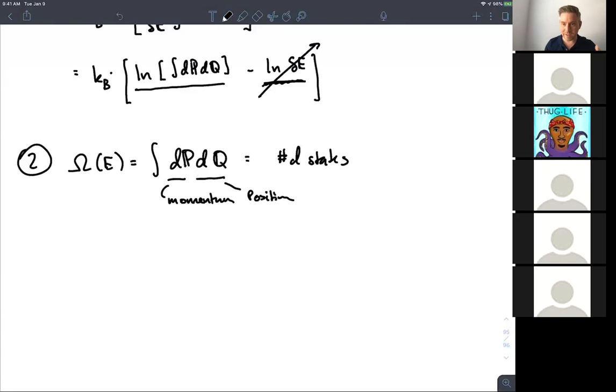And so when we calculate this, it is going to come out having units of momentum times units of length to the 3n, assuming we're in 3 dimensions and we have n atoms or molecules. Okay, now again, this thing should be a pure number, so that's bad.